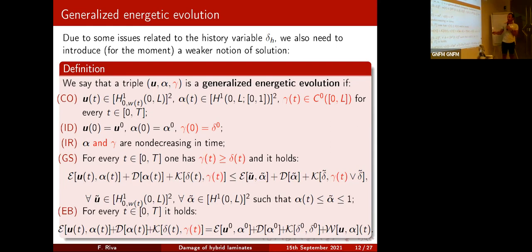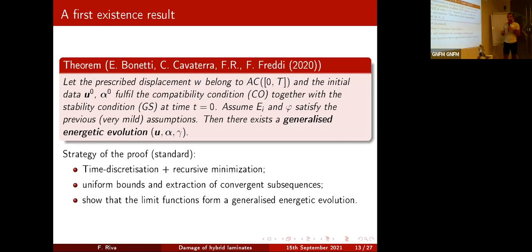It has to be non-decreasing in time because it has to be an irreversible process. This gamma has to replace the history variable, and in the global stability and the energy balance, it has to replace the real history variable. Okay, so the first result we were able to achieve was the existence of this weaker notion of evolution. So we were able to prove existence for this generalized energetic evolution (u, alpha, gamma).